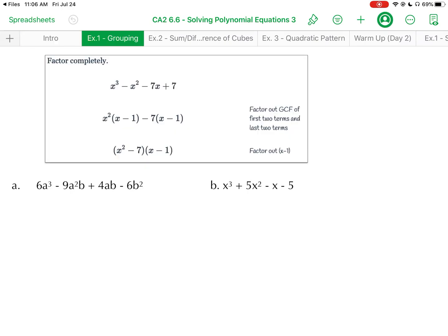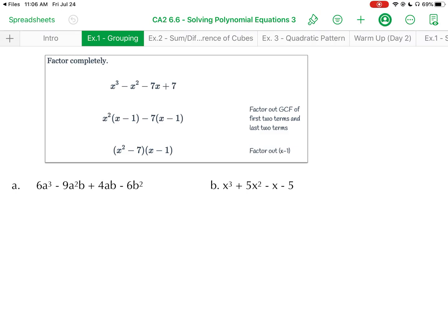So the first technique we're going to look at is called grouping. And grouping is going to be a technique you want to use primarily on a polynomial that has 4 terms to it, okay? And the idea behind grouping is that while all 4 terms don't have a greatest common factor associated with them, you can group a couple of the terms together that do have a common factor, okay?